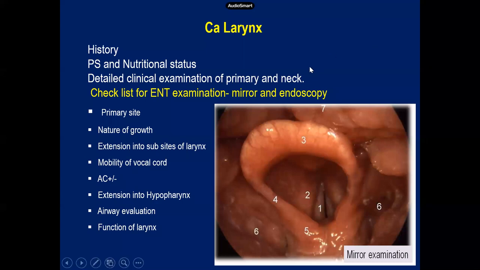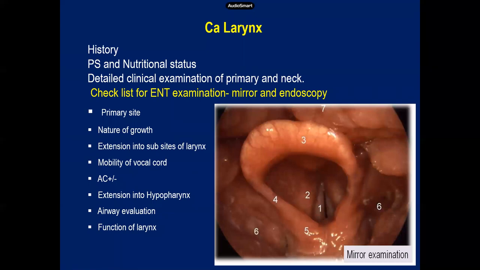We all know that any patient with hoarseness which lasts more than 2 weeks needs a mirror examination. This is the epiglottis. This is the aryepiglottic fold. This is the arytenoid. This is the false cord. This is the true vocal cord. This is the piriform fossa. So this is the mirror examination. After that, if you see a lesion on mirror examination, you take the patient to the endoscopy room, do a flexible endoscopy and take a biopsy.